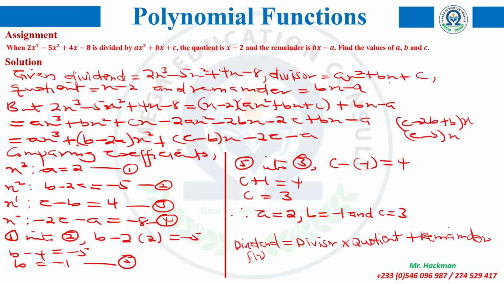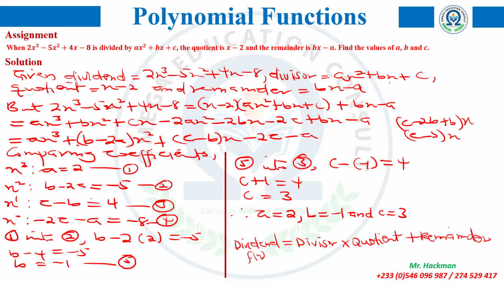So I'm going to use the B here to find the C. If I'm going to use the B to find the C, then I have to label this equation, and write equation 5 into equation 3. And that will give us C minus 1 is equal to 4. So you get C plus 1 is equal to 4. So C will be equal to 3.